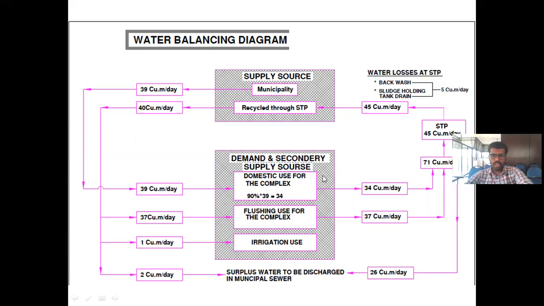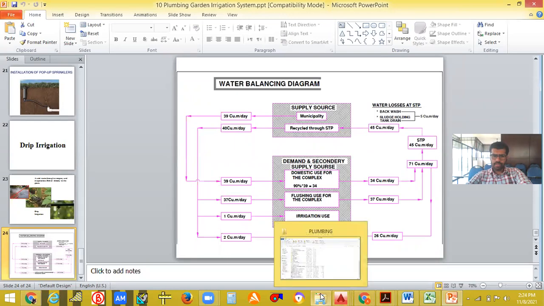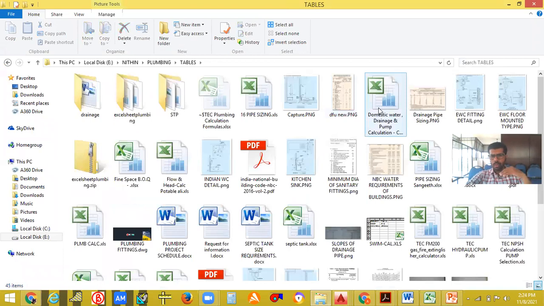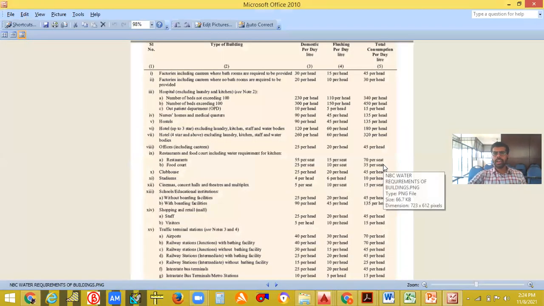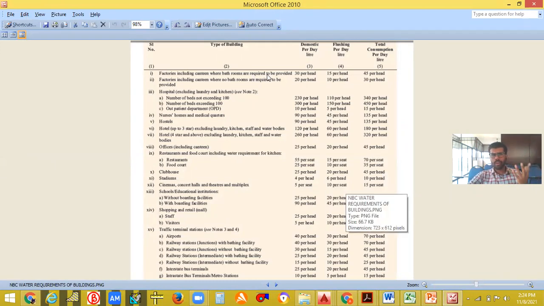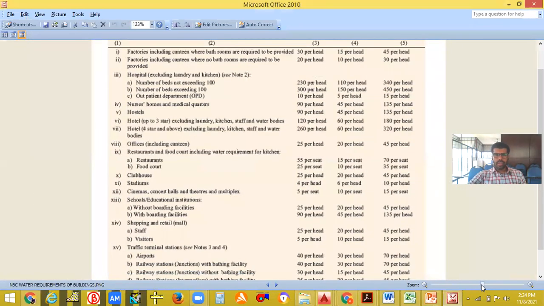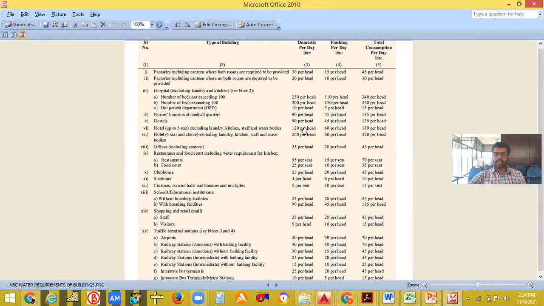Now, I think I have already shown you about the NBC. So let's see how much should be the flushing requirement and how much should be the domestic requirement. This is a screenshot that I have already taken from the NBC. This is the type of building. In NBC, you can go to page number 612, where you'll have the plumbing section, the National Building Code of India about plumbing. If you want this chart, you go to page 623 of NBC 2016. In there different types of buildings will be shown. Anyway, I will be sending you the NBC.